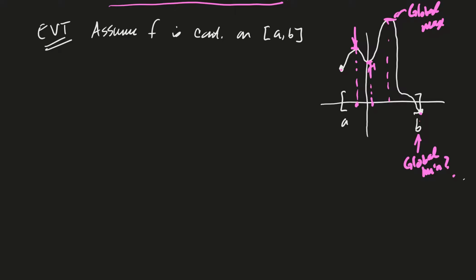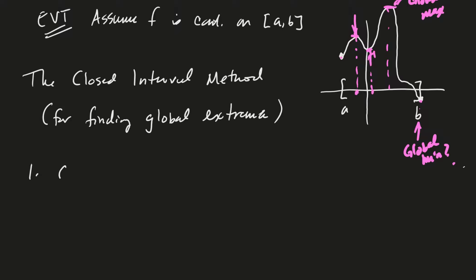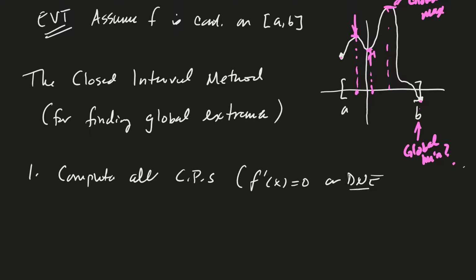Okay, good. So let's see how we can find these values, and then we'll go through an example. Alright, so this is the closed interval method for finding global extrema. Number one, compute all critical points. So CPs means critical points. Remember, that is where f prime of x equals 0 or does not exist. Some people forget the does not exist part. That's an important piece. These are candidates for where the global max or minimum may occur, but it may not be, right?